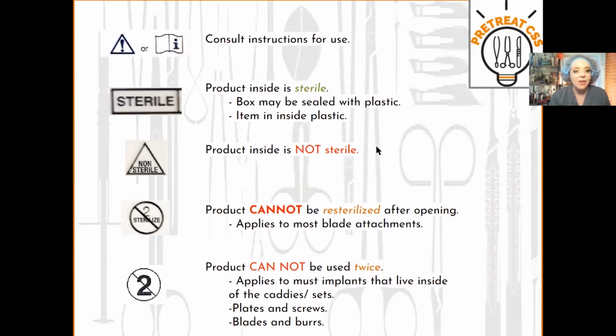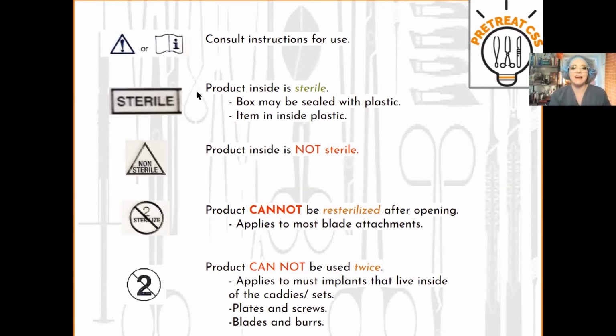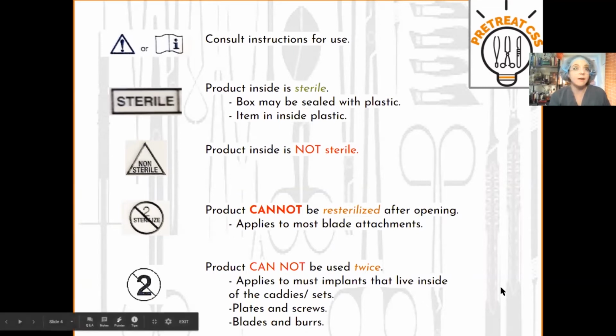And obviously, the best one and the most referred to one is the exclamation point or the I with a little book. It means to consult the instructions for use, AKA IFUs, right? Products inside the box are sterile when you see this sterile label. And when you see a non-sterile label, it means they're not sterile inside the box. If you don't see one of these on the label, don't assume, okay? A lot of the times when it's not listed, it means not sterile. So always seek a second opinion from leadership if you're unsure. Do it even if you question it for a second.